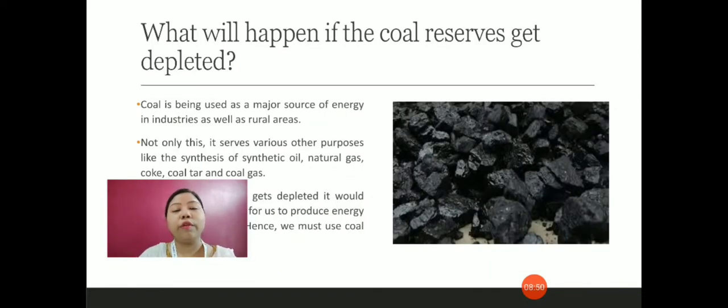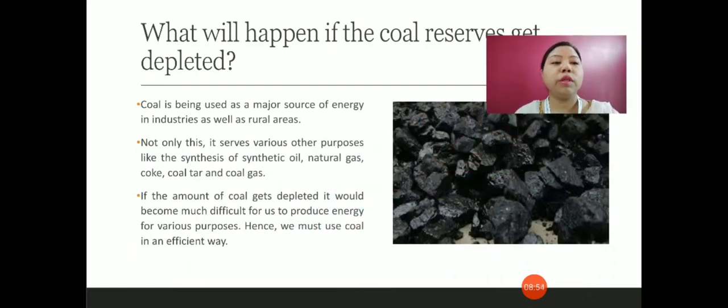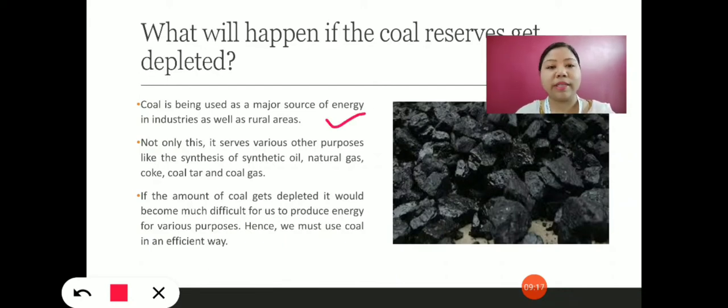What will happen if the coal reserves get depleted? Since we have looked into the uses of coal, it also produces many byproducts which is again used for different purposes. So what if the coal reserves get depleted? Coal is a major source of energy in industry as well as rural area, and not only this, it also serves various other purposes like the synthesis of synthetic oil, natural gas, coke, coal tar and coal gas. If the amount of coal gets depleted, it would become very difficult for us to produce energy for various purposes. So, coal should be conserved. It should be used in an efficient manner.